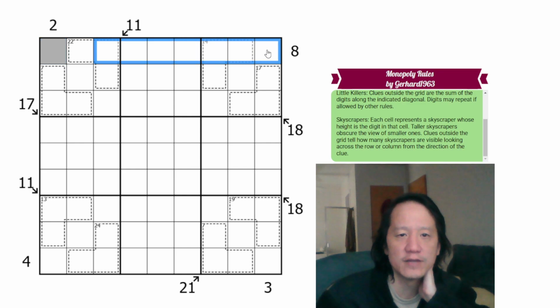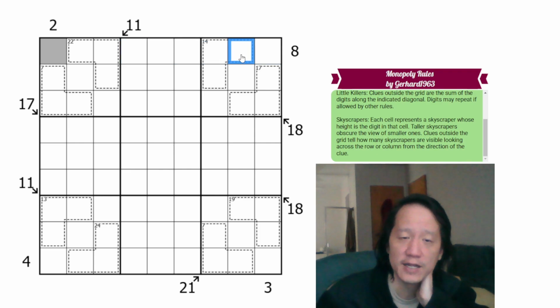9 cannot be any of the first 7 because if it's anywhere in the first 7, once it sees the 9, it can't see any other ones behind it. So if this were 9, it would only see, at most, 7 skyscrapers. Therefore, this cannot be 9. These cannot be 9 for a similar reason. If it sees that, this sees at most 6 skyscrapers. But we know it sees 8 skyscrapers. Therefore, none of these can be 9.